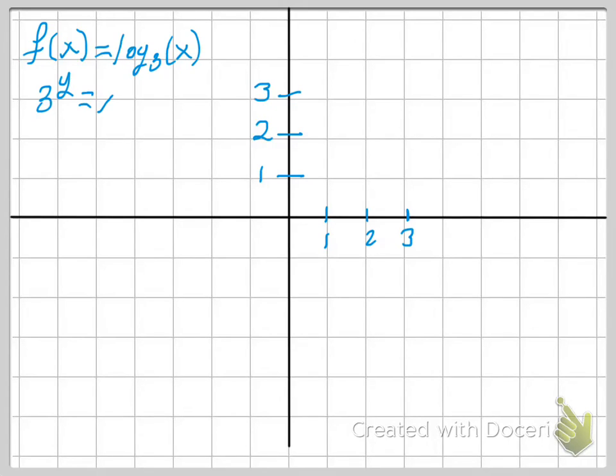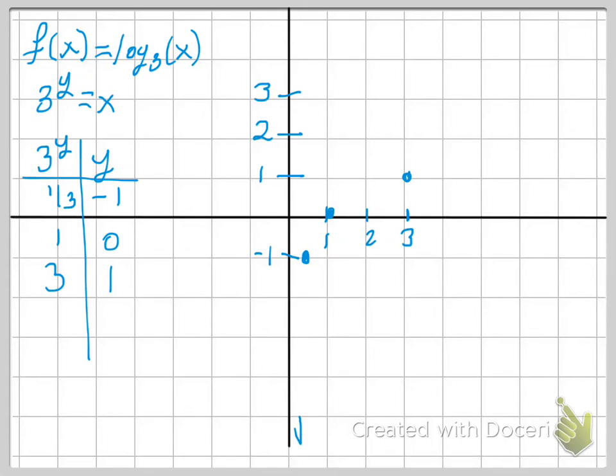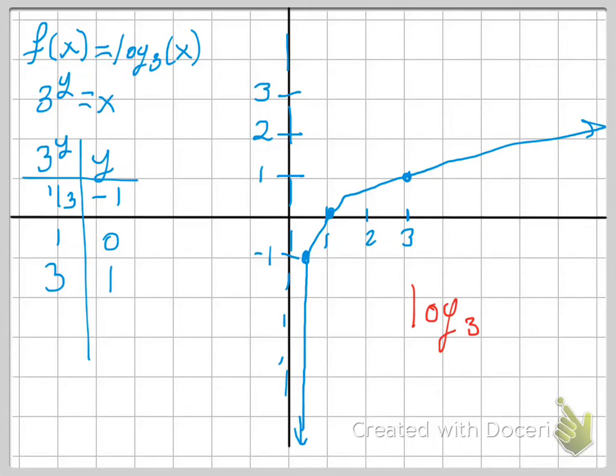If I want to rewrite that, f of x is the same thing as y, so the base is 3, the exponent is y, that's equal to x. And if I want to pick values for my table, I pick values for my exponent: -1, 0, 1. That gives me 1 over the base, 1, and 3 as my x values. Then we'll plot those. We know that we have an asymptote, x equals 0.